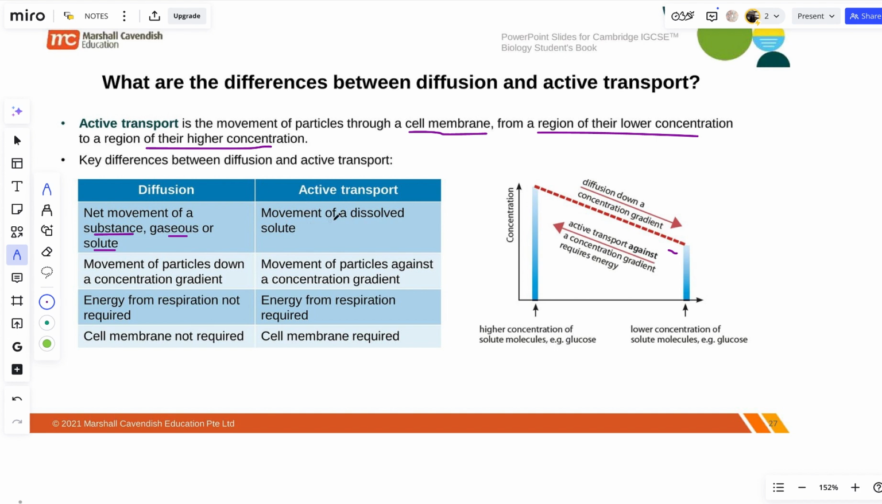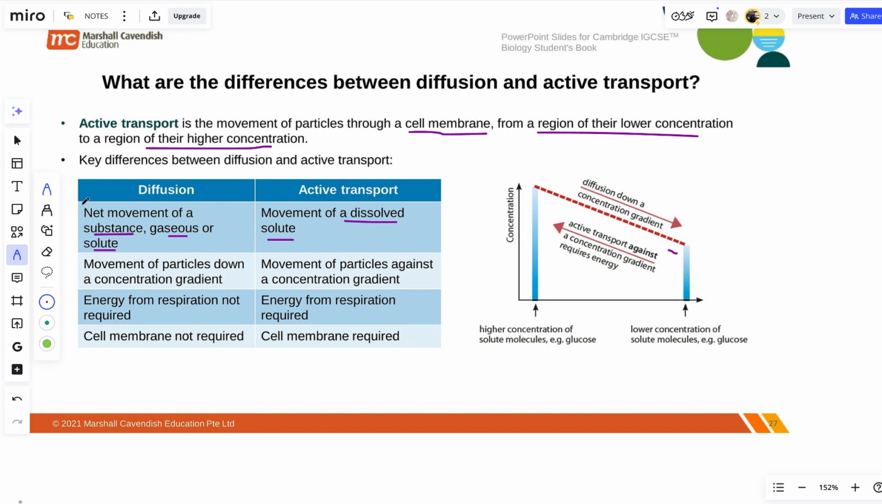While active transport is the movement of dissolved solutes, not gas. The movement of dissolved solutes, like a solution. Okay, like digested food. Your nutrients, when they get digested, you know it's a mixture. It's like a liquid now. It's a solution. And how they move into the blood, into the arteries from the villi of your small intestine requires active transport.